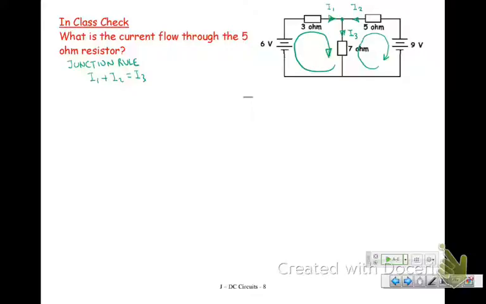I've been asked for the current through the 5 ohm resistor, but how many unknowns do I have in my system? Do I know the EMFs? Do I know the resistors? Do I know the currents? So how many unknowns do I have?